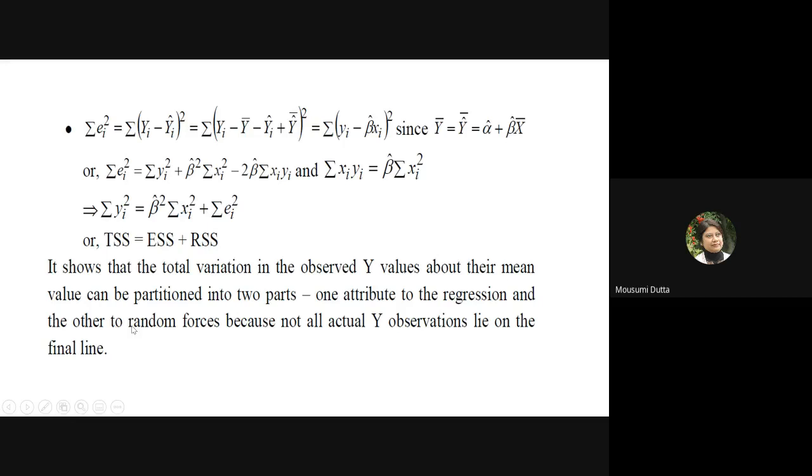Not all actual y observations lie on the fitted line. You will have the fit around the scatter, so all the scatter points will not lie on the fit. So there is some error, there is some unexplained part. That is what I want to indicate.